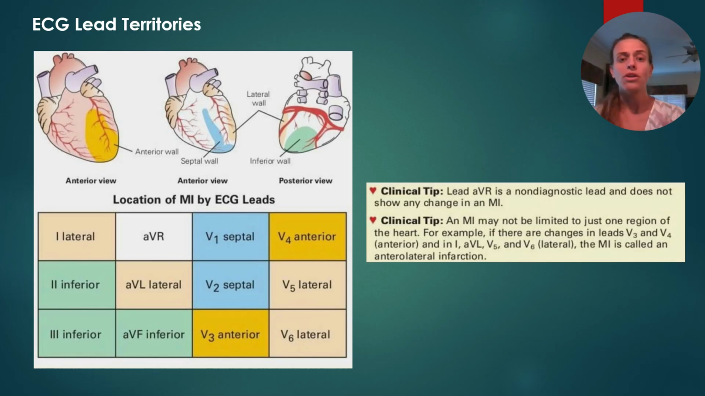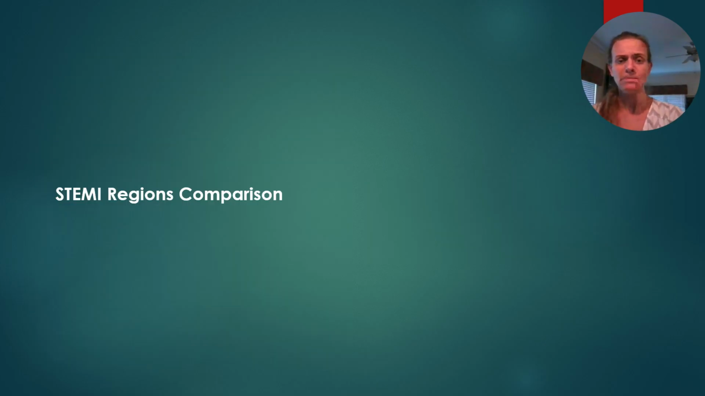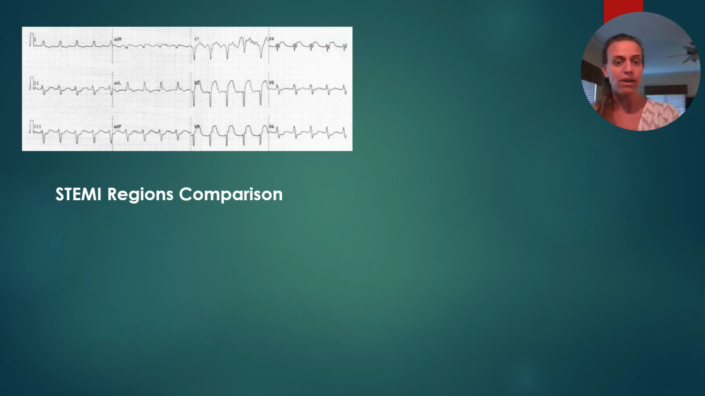Okay, so when you're looking at an EKG, just think of it like mapping out which artery is blocked and thereby which part of the heart is at risk. Okay, so based off of that we just looked at, here are a couple STEMI region comparisons.